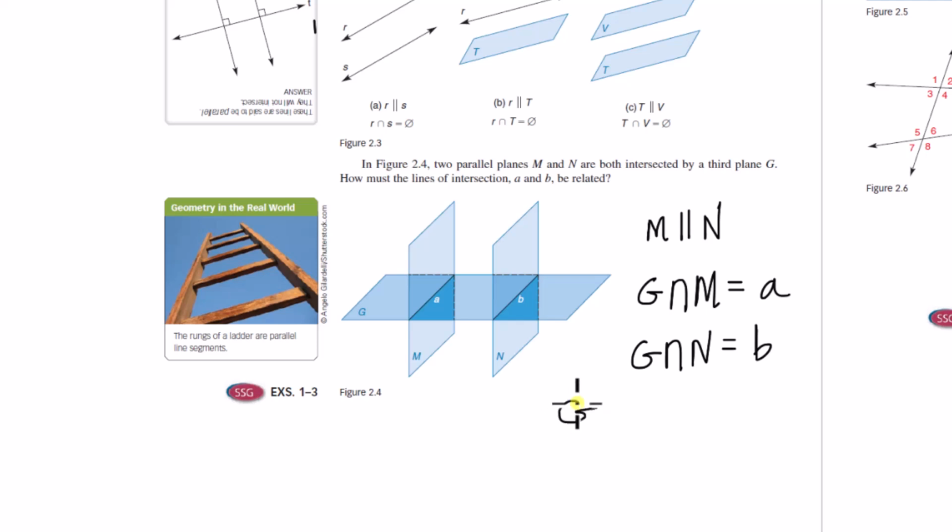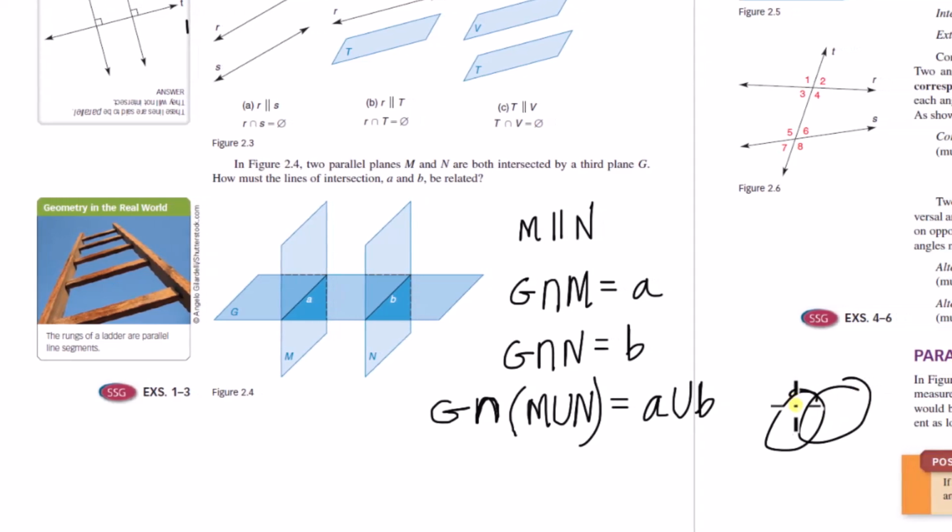We could say G intersecting with all of planes M and N, which is M union N, is equal to all of line A and all of line B, right? Because like A union B, if this is A and this is B, maybe they intersect, maybe they don't. Well, actually they don't, because there's no intersection of A and B. But A union B is all of this and all of this. You could write it like that, but the consequence is that A is parallel to B.